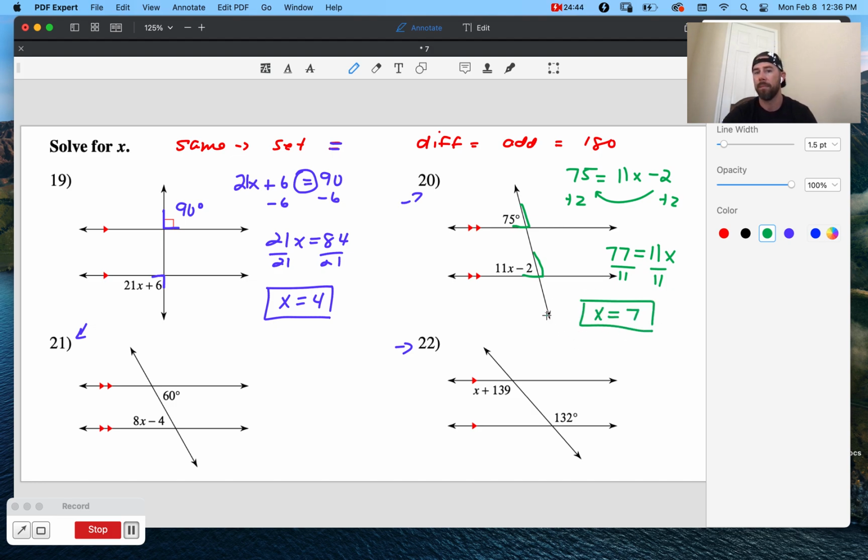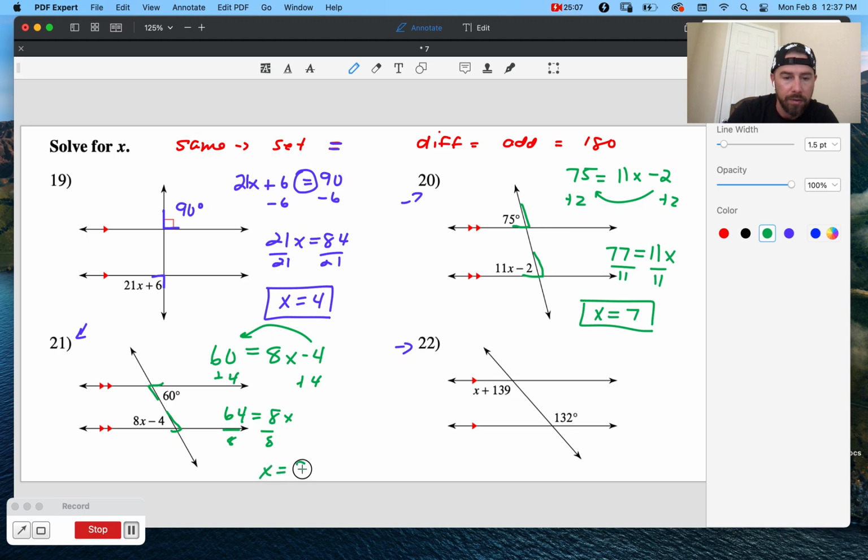Down here, I have an acute angle, and I have an acute angle. They look like they're exactly the same size, so I'm going to set them equal. 60 equals 8x minus 4. Get the 4 on the other side. 64 equals 8x, divide by 8, divide by 8, x equals 8.